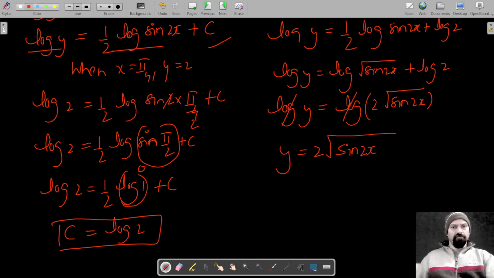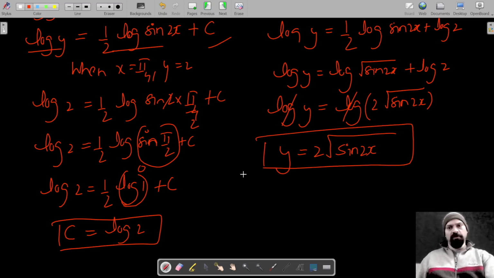So y is equal to 2 under root sine 2x is the required particular solution. So this is the required particular solution, that is y is equal to 2 under root sine 2x.